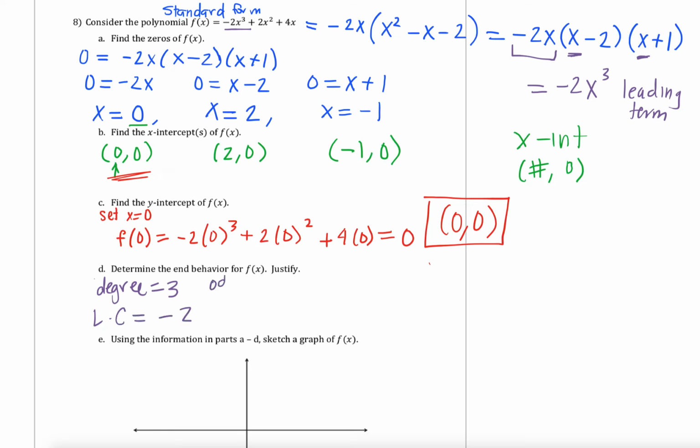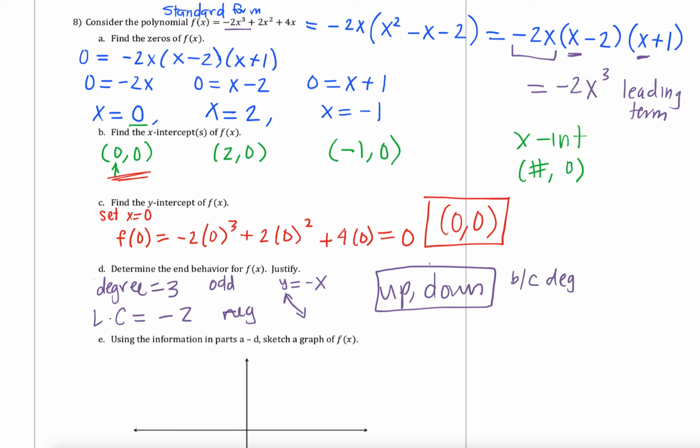So I have an odd degree, a negative leading coefficient, which is like a function y equals -x, which tells me that my end behavior is actually going to be up, down. And we were asked to justify it, and so my reasoning would be because my degree is odd and my leading coefficient is negative.